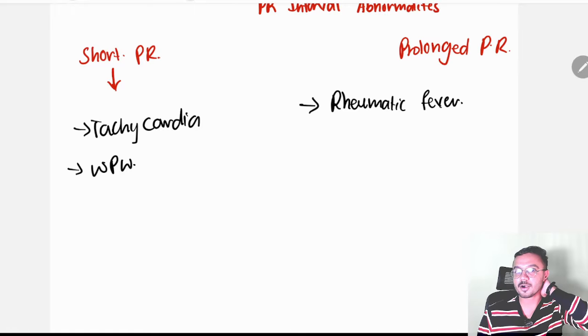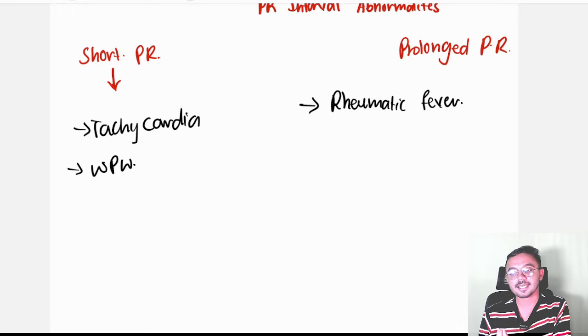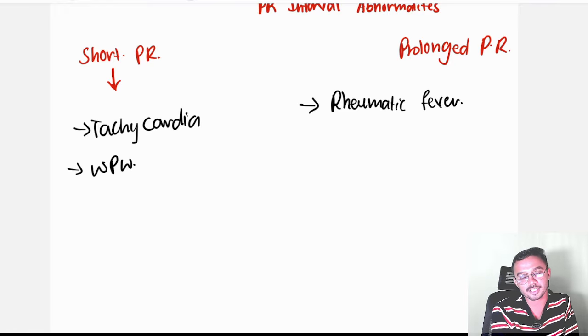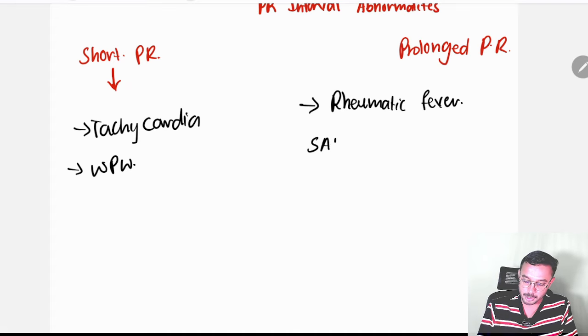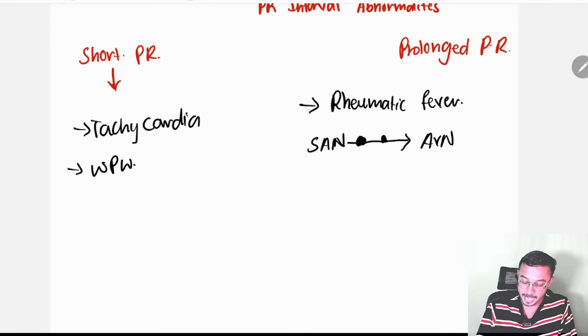I taught you how the PR interval is formed: the current passes from SA node to AV node, so that is the reason the PR interval is formed. If there is a delay in the passage of current from SA node to AV node, that leads to a prolonged PR. One of the reasons for that is rheumatic fever. In my cardiology session I also discussed rheumatic fever. The current flows from SA node to AV node, but in this disease condition there will be formation of Aschoff nodules.